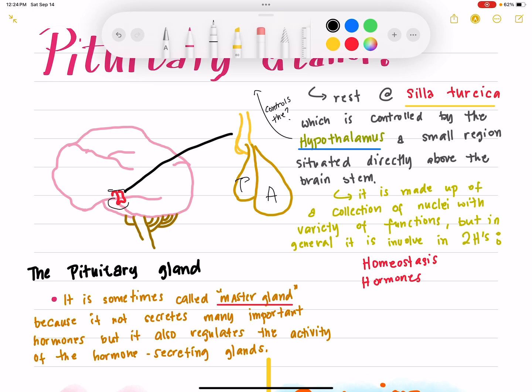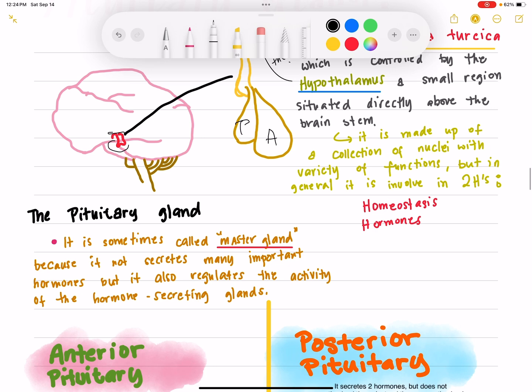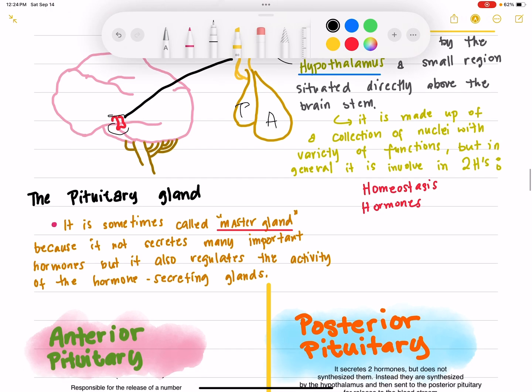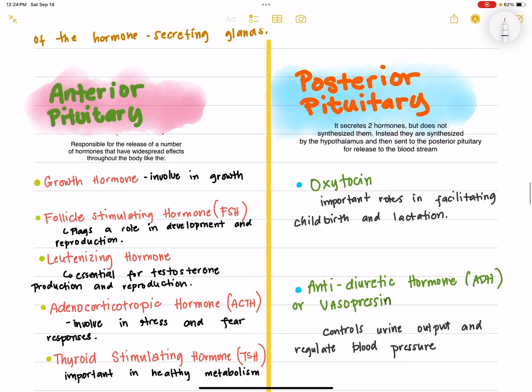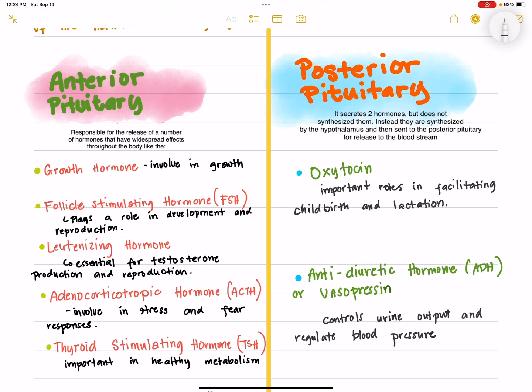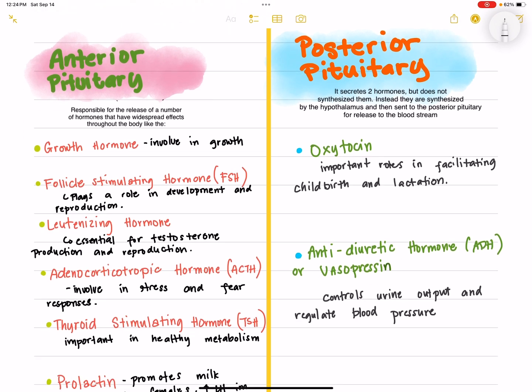Okay, so the pituitary gland is also sometimes called the master gland, ha? So, because it not only secretes many important hormones, but it also regulates the activity of the hormone-secreting glands. Okay? So, the pituitary gland consists of two lobes. So, ang two lobes nga na is ang anterior and the posterior. Okay? So, the anterior responsible for the release of a number of hormones that have widespread effects throughout the body.